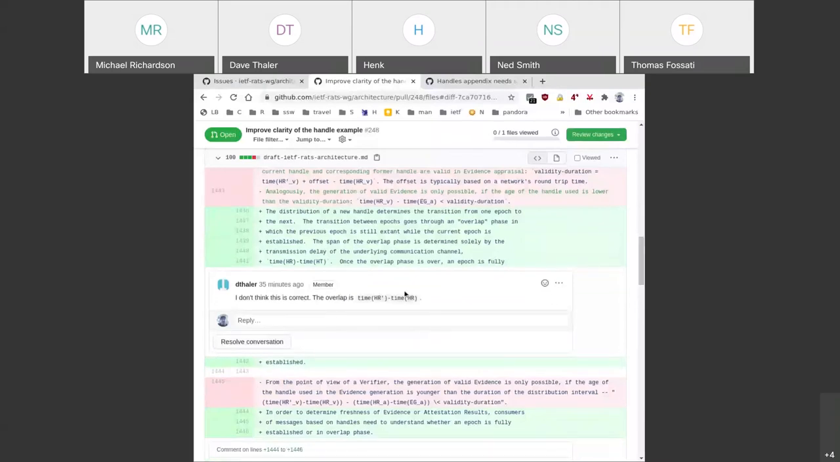No, you are correct, Hank. My thing is wrong. Sorry, it was early when I wrote this. So you are right, and my correction is not correct either. But my first point is the time HT is irrelevant, and we don't need to add that to the table because it's not used in the overlap computation. How is it irrelevant to the exact thing that is highlighted here, the overlap?